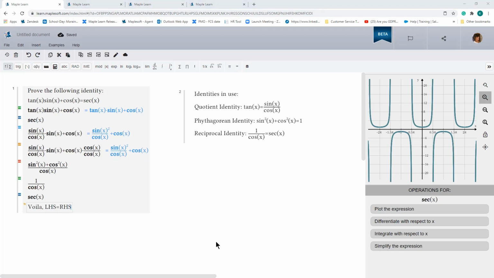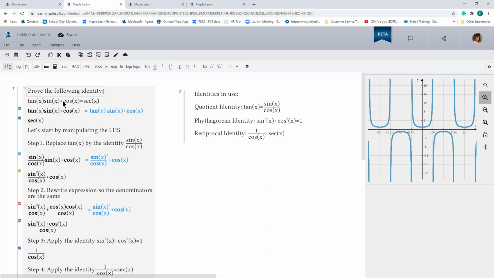Now, if that was a little bit too fast, I have a completed document here which outlines the steps that I showed in the video. So feel free to refer to this if you want to take a little bit of time to digest exactly what I've shown you today. This document, there's a link to it under the description in the YouTube video, as well as if you go to the MapleLearn website.